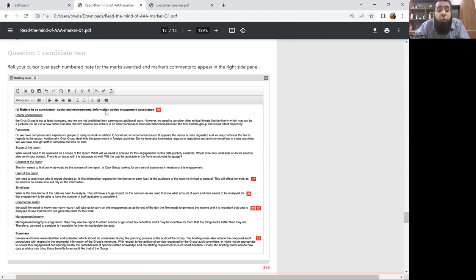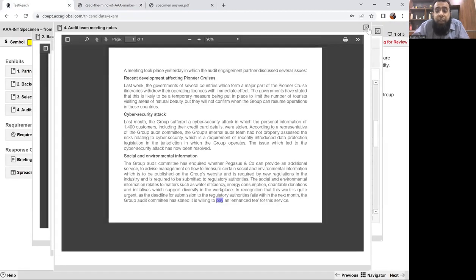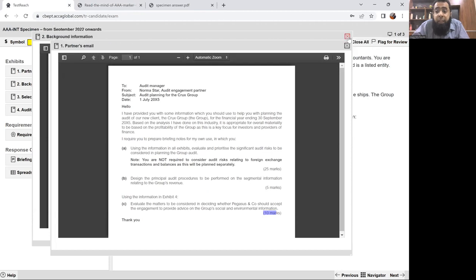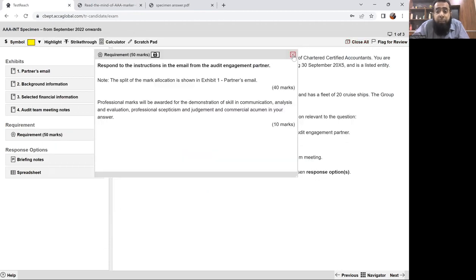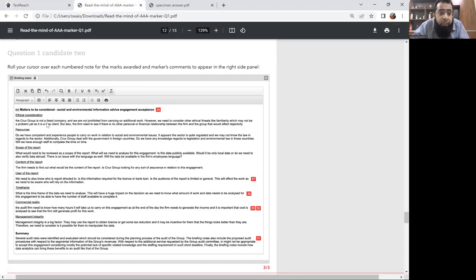Matters to be considered: social and environmental information, advice, engagement, acceptance, ethical consideration. The Crux Group is not a listed entity. He has written it wrong. Maybe he has missed the information that it was clearly written in the question that Crux Group is a listed entity. If you remember the introduction, okay. The Crux Group, which has a financial year end of 30th September, is a listed entity. So he has made a mistake, and we are not prohibited from carrying on additional work.